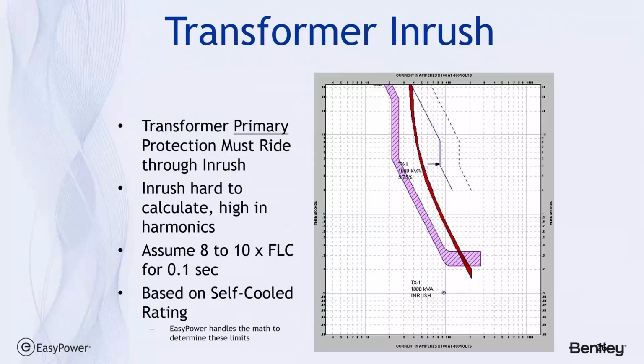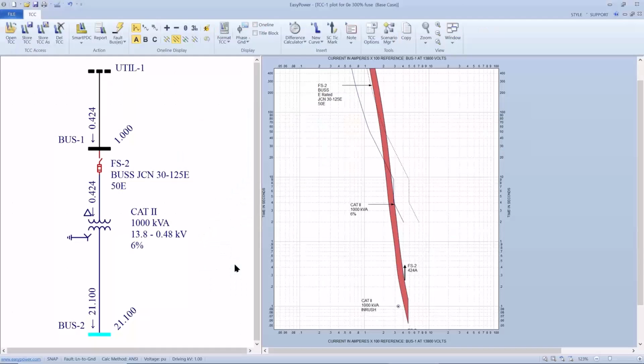I guess I got ahead of myself. All right, so the transformer primary protection must provide ride-through of the inrush. The inrush is somewhat of an arbitrary plot, and you can adjust this in the transformer setup, but typically you assume 8 to 10 times the full load current for 1/10 of a second, and it's based on the self-cooled rating, not on the forced air-cooled rating. And I want to show where these are set up in EasyPower.